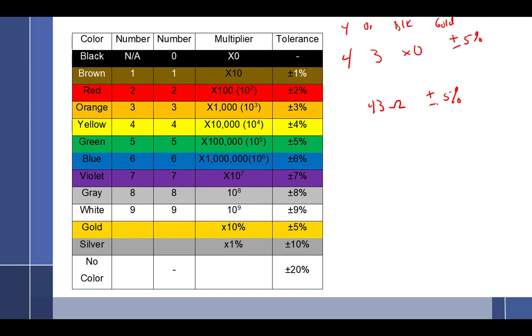Well, why is that? Well, it'd be too expensive to make a resistor that was exactly 43 ohms. So they make it and they put a gold stripe and they say, you know what, it's gold, so it's pretty good, but it's plus or minus 5%.